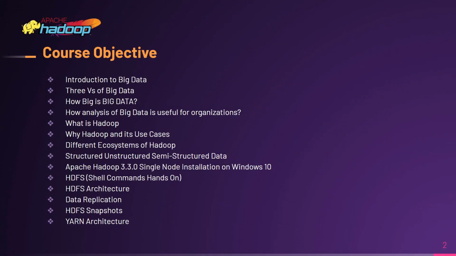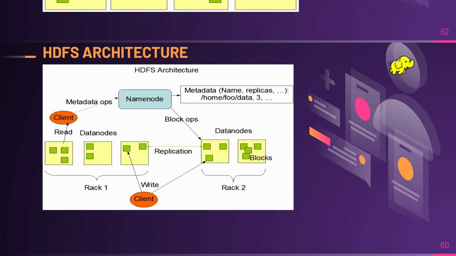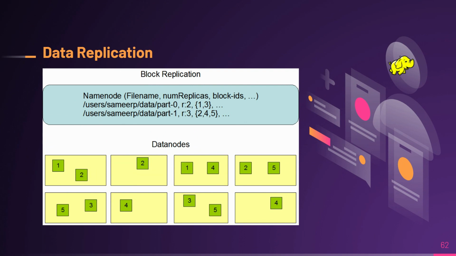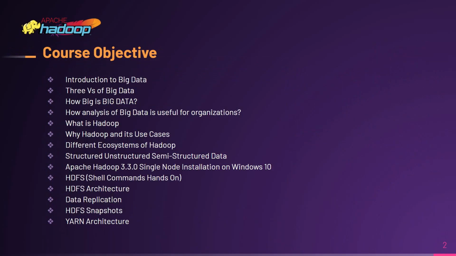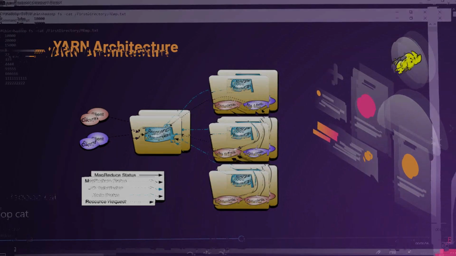We will also learn an introduction to big data, the 3 V's of big data, how big is big data, how analysis of big data is useful for organizations, what is Hadoop, why Hadoop and its use cases, different ecosystems of Hadoop, structured, unstructured and semi-structured data, Apache Hadoop 3.3 single node installation on Windows 10, HDFS shell commands, hands-on practice, HDFS architecture, data replication, HDFS snapshots and YARN architecture.